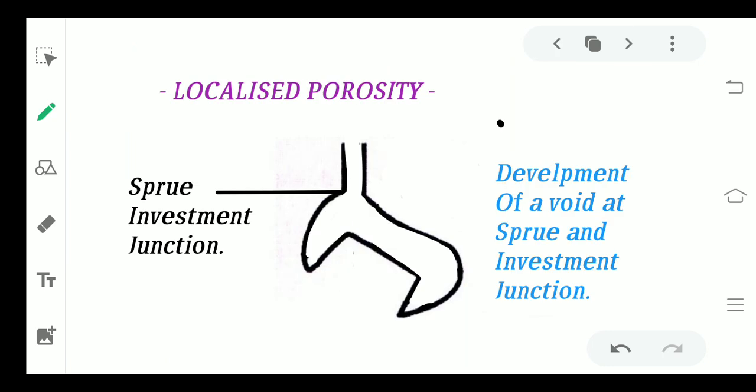Now moving to the first one, which is the localized porosity. What happens in localized porosity is that your molten metal is flowing from here, and as it flows, it initially gets collected in this area.